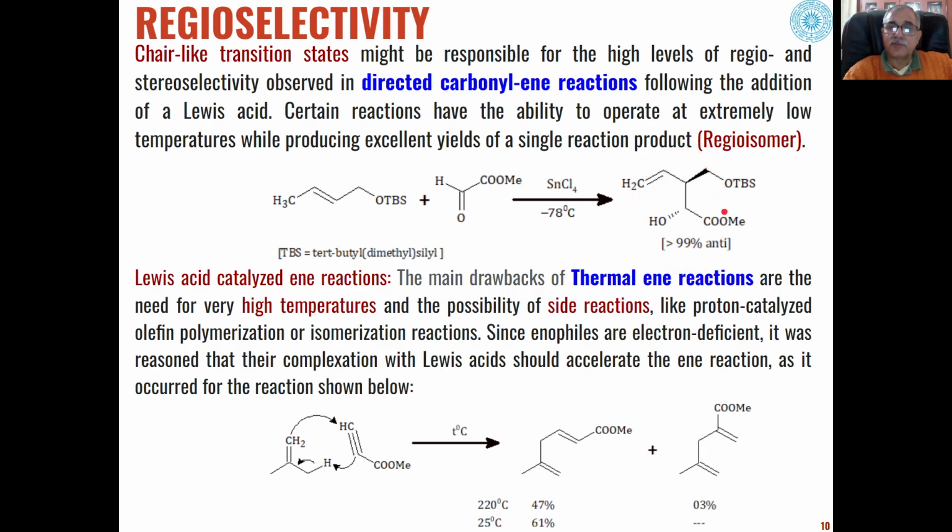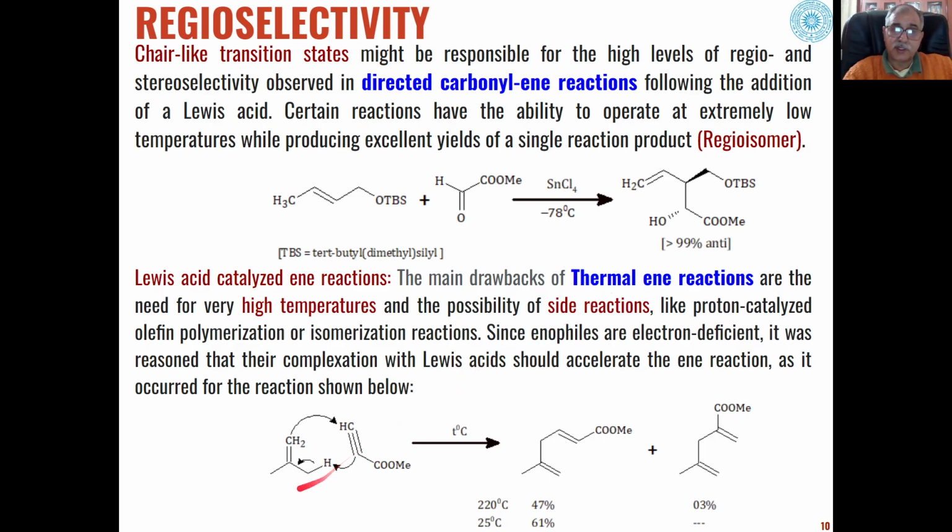So a single reaction product with more than 99% of the anti product will be formed when this reaction is catalyzed by this Lewis acid, SnCl4, and the reaction takes place at minus 78 degrees centigrade. Then the temperature also determines which type of regioisomer will be formed in different types of reactions.